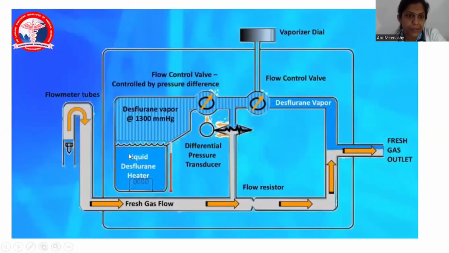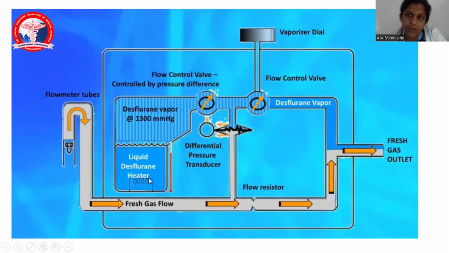Okay, this is much easier. Flow meter is opened, fresh gas flow goes, fresh gas flow comes like this. At the point of the flow restrictor, what will happen? Flow falls and pressure increases. At this time, the pressure is being measured by the differential pressure transducers. This side is your fresh gas flow side, that side is your desflurane vapor side. So if there is a mismatch in the pressure, the shut-off valve will close the flow. So it goes through like this and goes out.